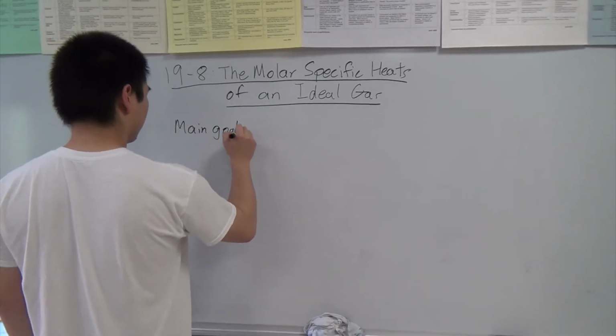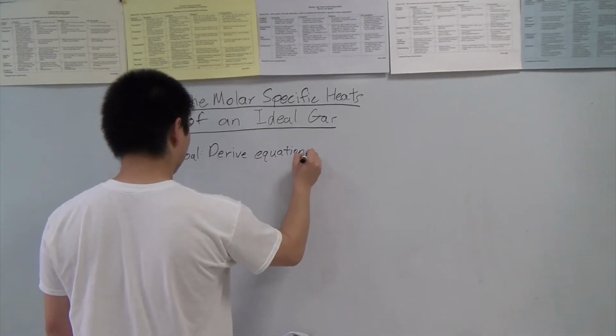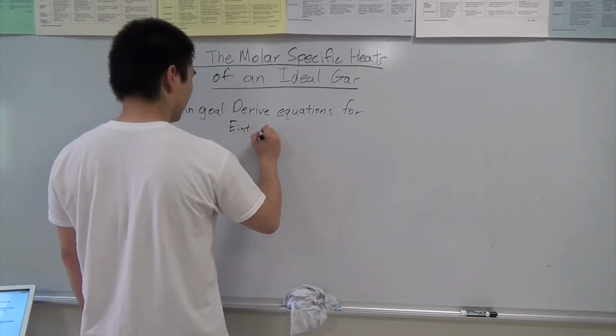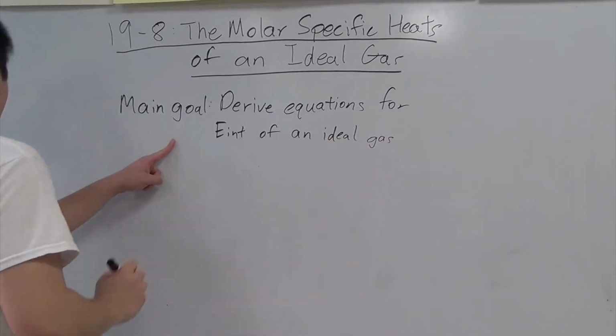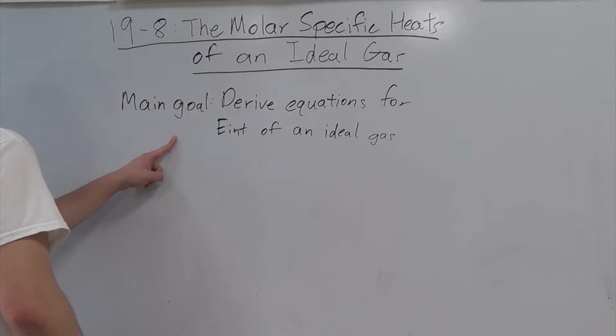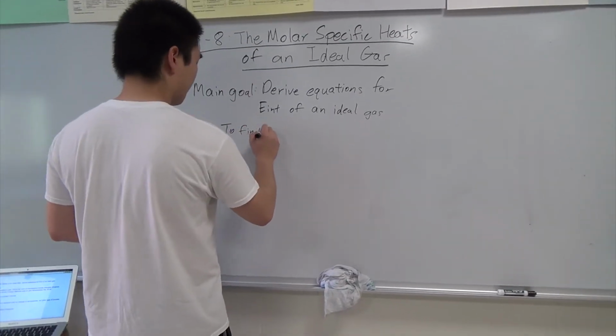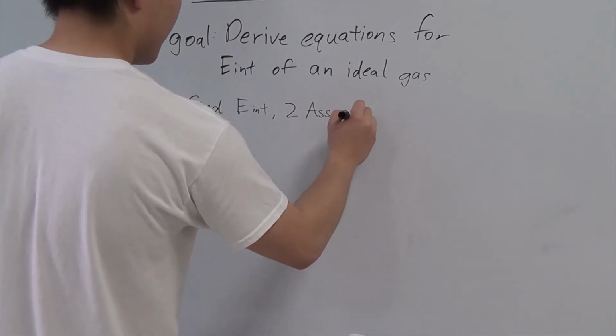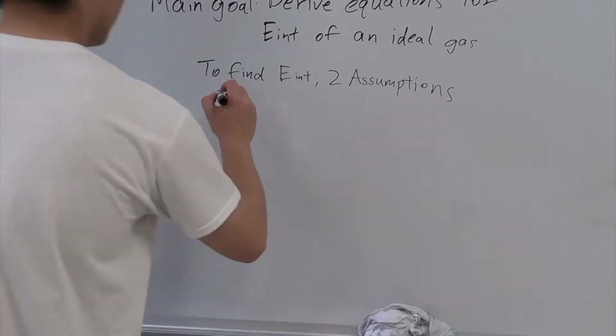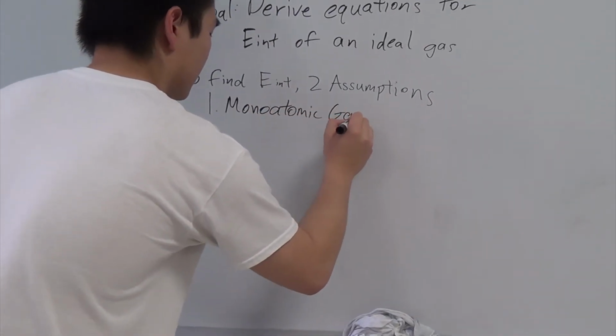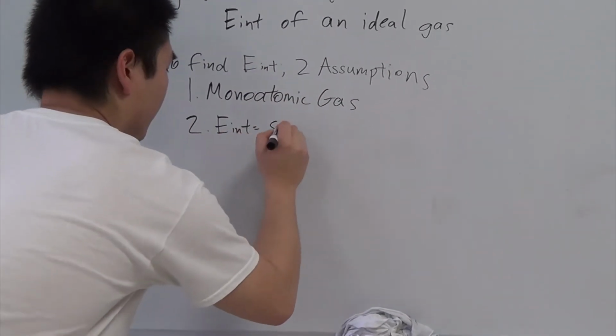The main goal of 19-8 is to derive expressions for the internal energy, or E int, of an ideal gas, which means we want to find an equation for the energy associated with the random motions of the atoms or molecules in the gas. From there, we can derive the molar specific heats of an ideal gas. To find E int, there are two assumptions we have to make. The first is that the ideal gas is monatomic, which means one atom per molecule, such as helium, neon, or argon.